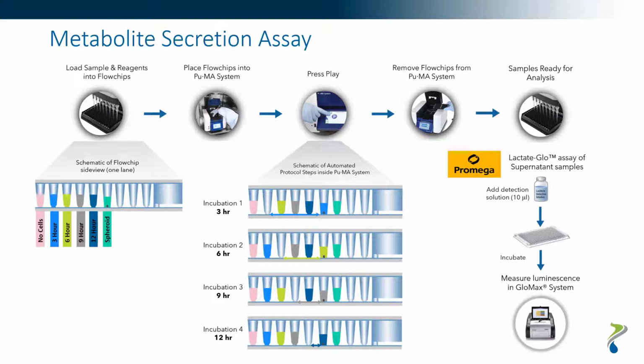The first cycle was done with medium only for baseline secretion assessment, followed by 4-hour treatment cycles for the total treatment duration of 12 hours. This approach allows dynamic monitoring of metabolite secretion over the course of treatment. After the protocol is completed, flowchips are removed from the instrument, and collected supernatants can be either stored at -20 degrees until further processing or used immediately for the Metabolite-Glo assays.